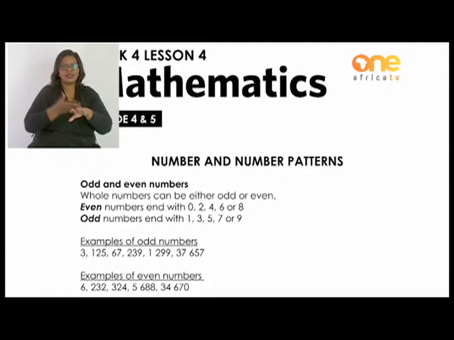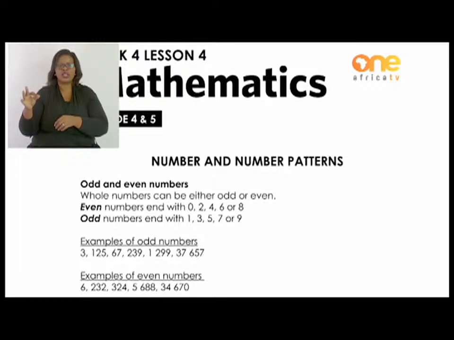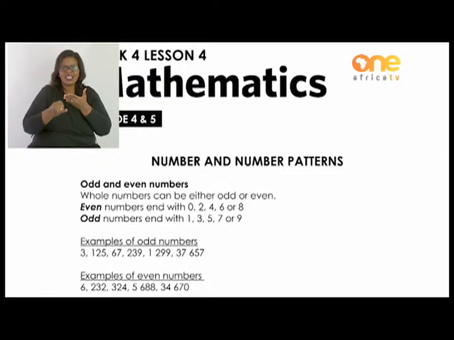shown there on page 13, which show odd numbers. The first one is 3, the next one 125, the third one 67, then 239, 1,299, 37,657. So when you are identifying odd numbers, you are just looking at the last number. If the last number is ending with one of the numbers listed on top, it means it's an odd number.